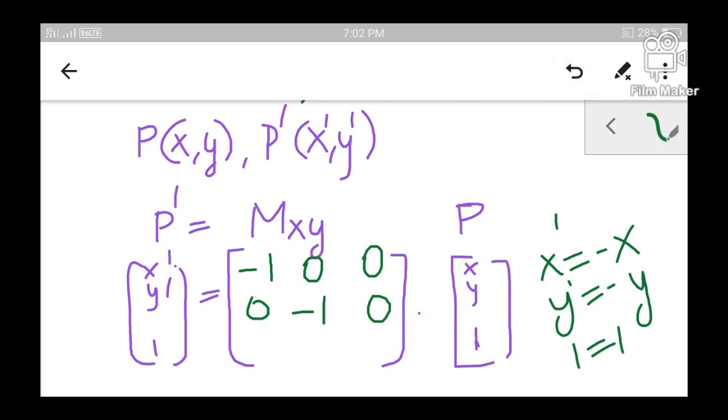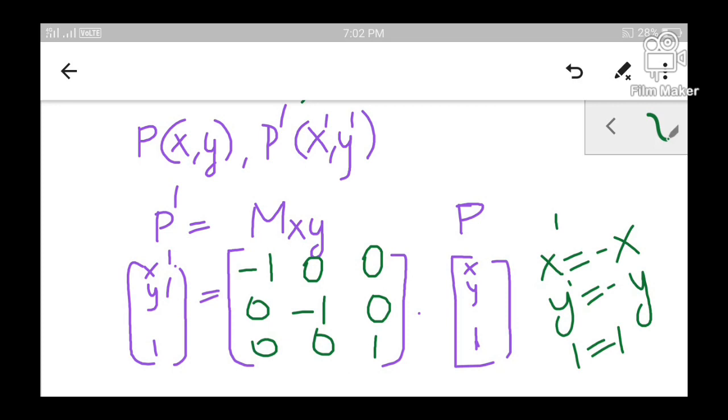About the last row, equation is 1 equal to 1. That means no values related to x and y, both are 0, last value is 1. Multiplying the third row with the column matrix, you will get 0 into x plus 0 into y plus 1 into 1. You will get 1 equal to 1. So in this way you have written the third matrix also, M xy. So this is how reflection about perpendicular axis is performed.